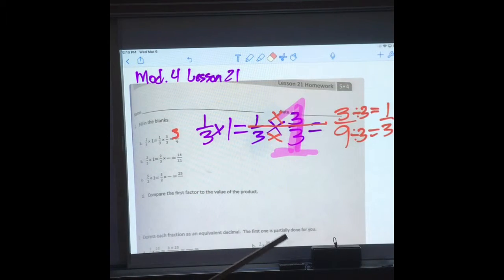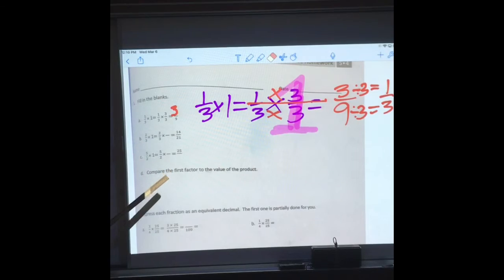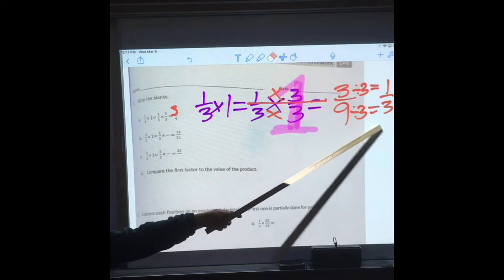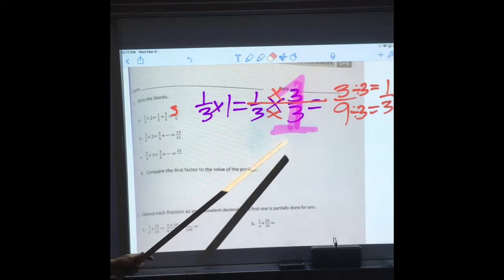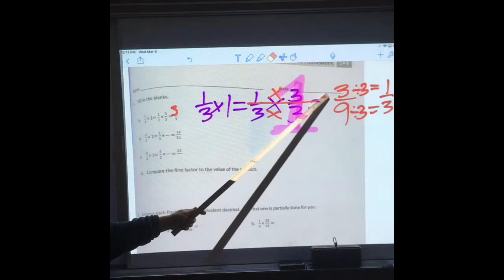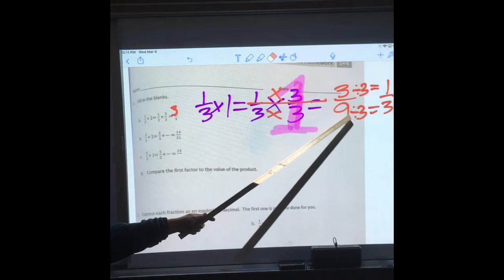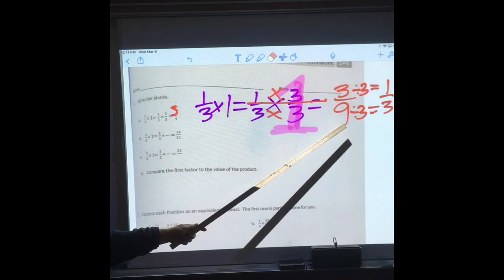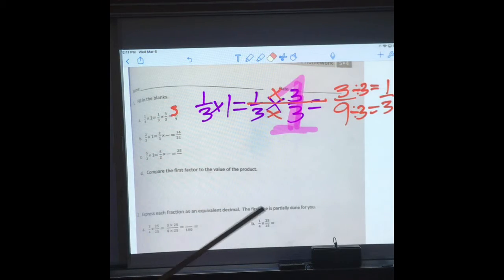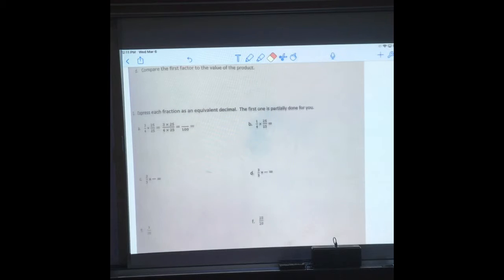So let's take a look at our next problem. When we compare the first factor to the value of the product, what we end up with is basically what I just said. When we times something by 1, it's going to be the same thing. Even though we could make the numbers different, 3/9 is still 1/3. It's equivalent. These are both equivalent fractions. Okay? Let's go to 2 down here.